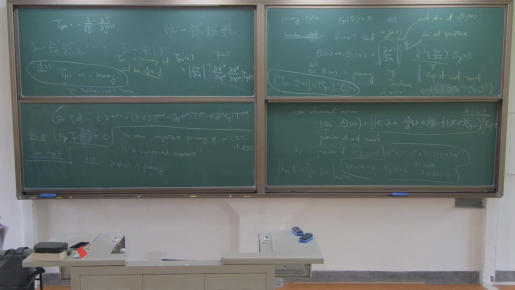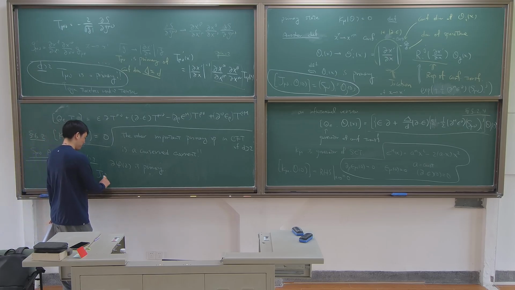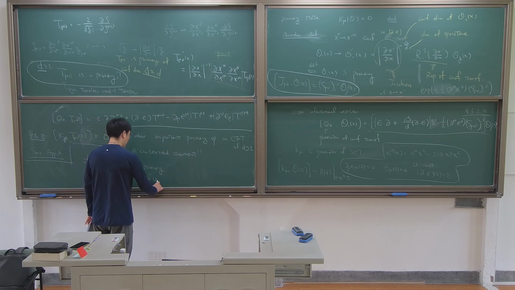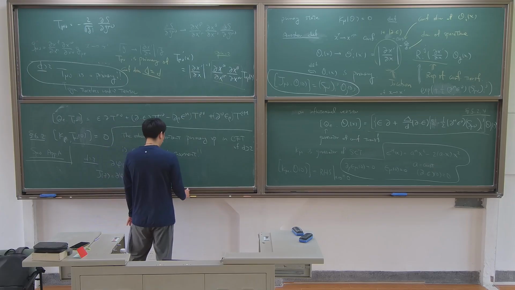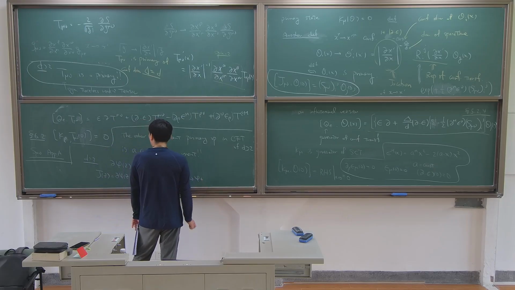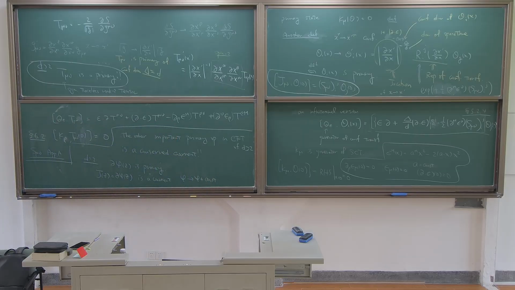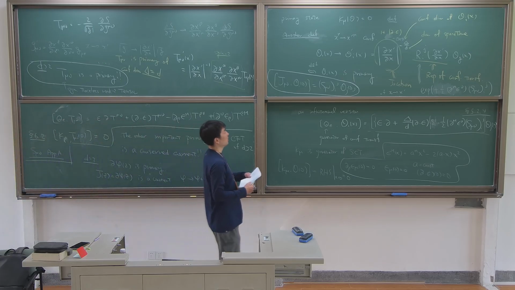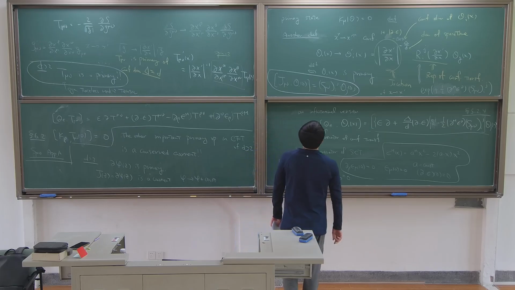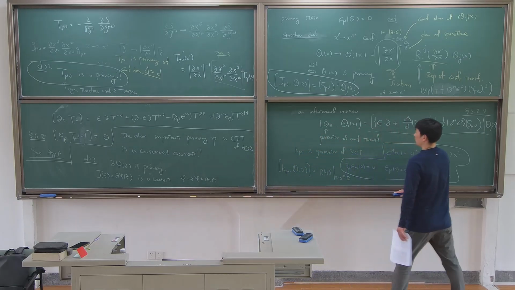In fact, this one is a current, and the transformation is phi goes to phi plus some constant. So what happens under this transformation? Let's derive this one. This one is also very easy to derive.